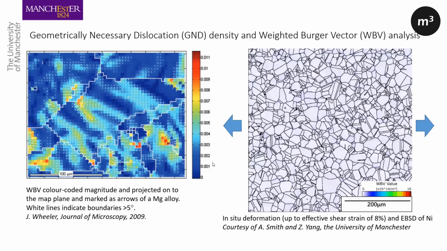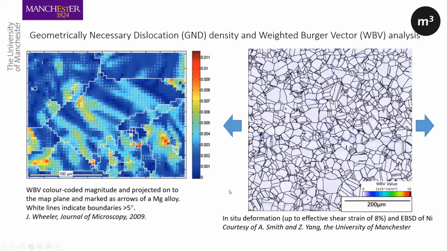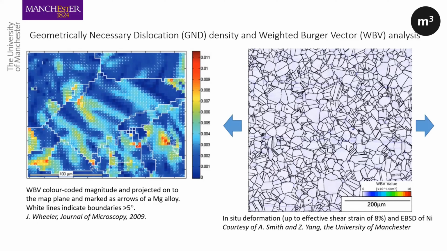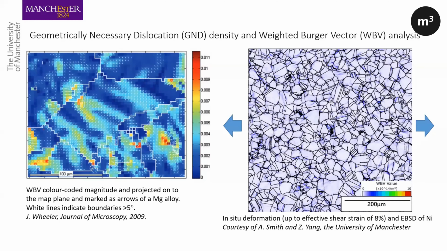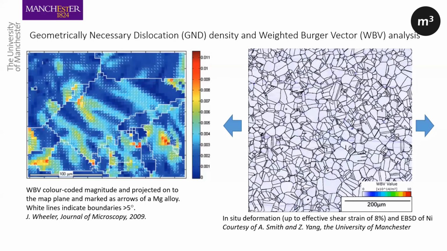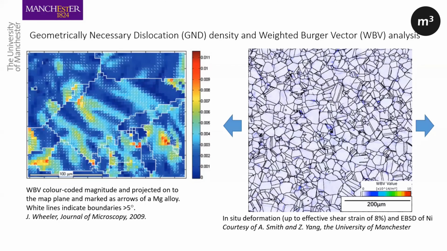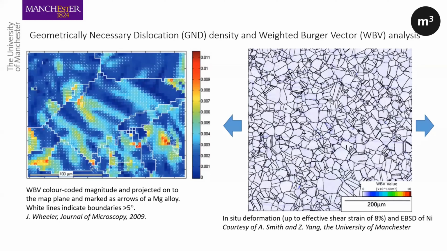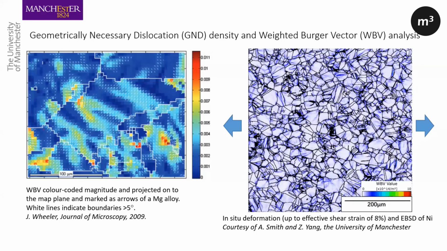And we've used this also to look at the deformation of nickel in situ up to strain of 8%, where you can see here, as we deform the material, dislocation density increases in the material. And Jack will show briefly what sort of capability we have in Manchester for that.